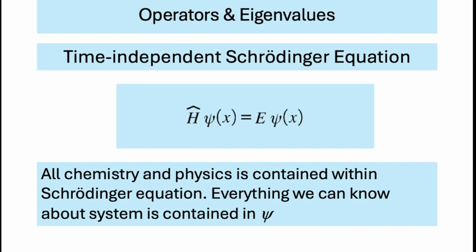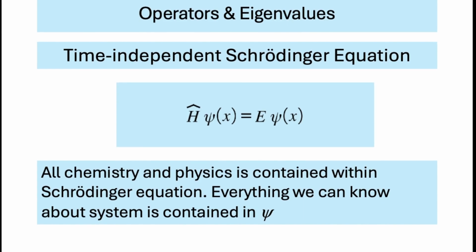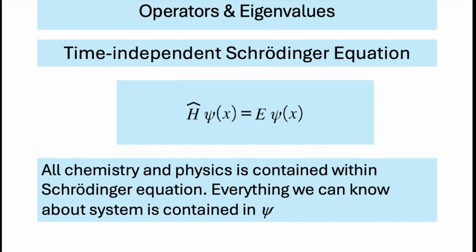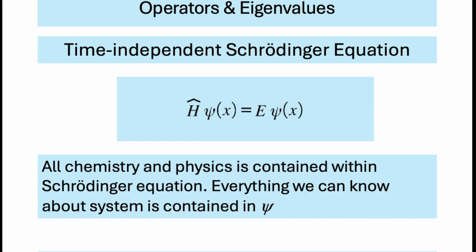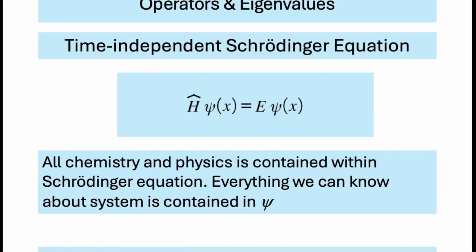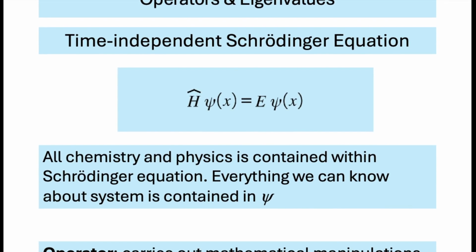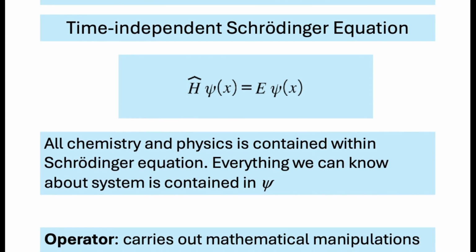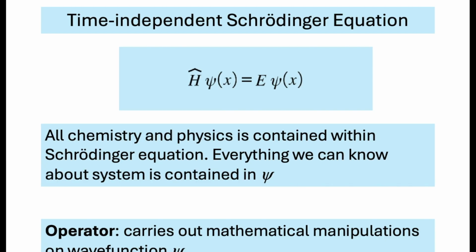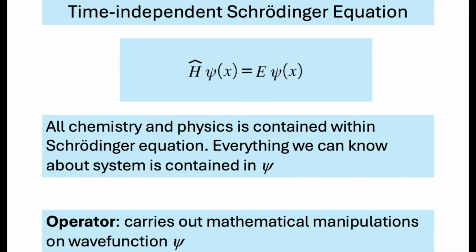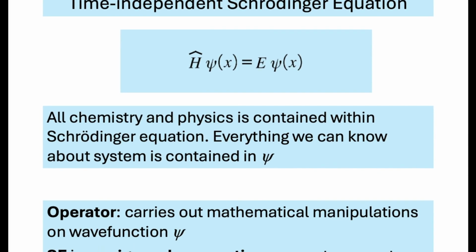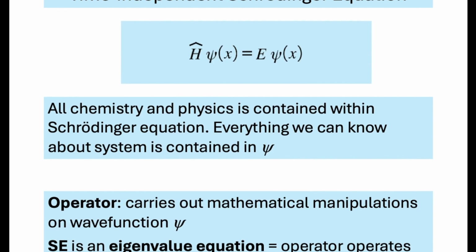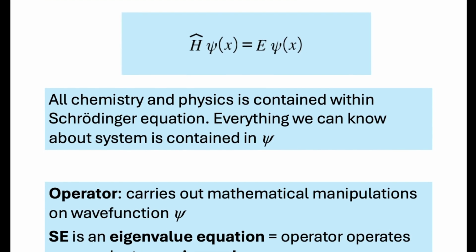Well, that sounds like everything's solved, but it's not quite that easy. First of all, we need the operators. We'll have to figure out how to find these, right? Operators are just mathematical manipulations that we're going to do to the wave function psi. The Schrödinger equation itself is an eigenvalue equation. That is, the operator operates on psi, the wave function, and it returns an eigenvalue, the energy, if our operator was the Hamiltonian.